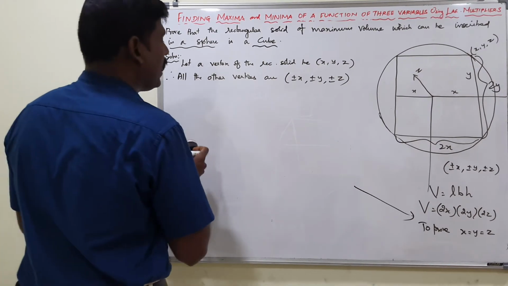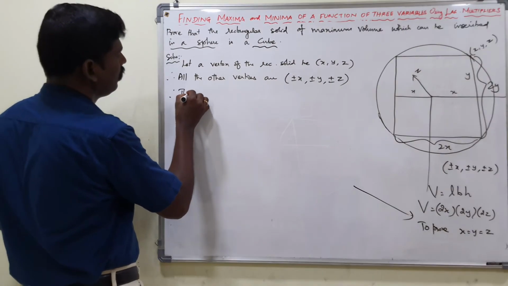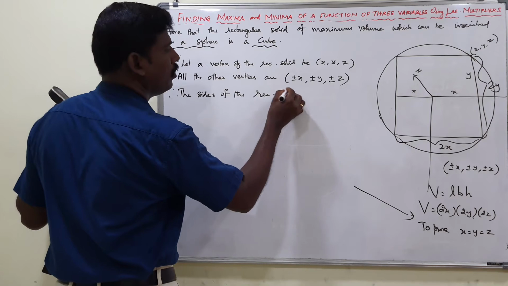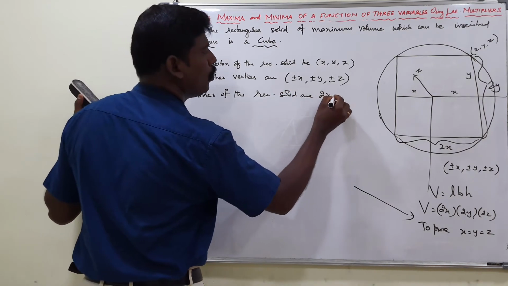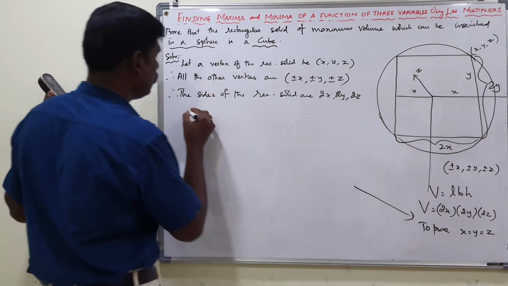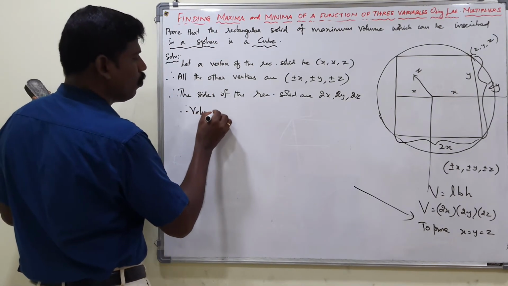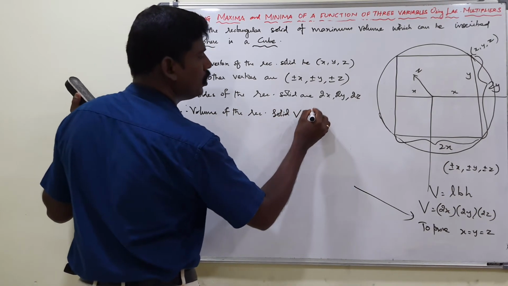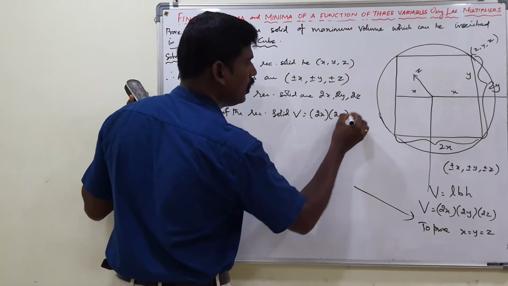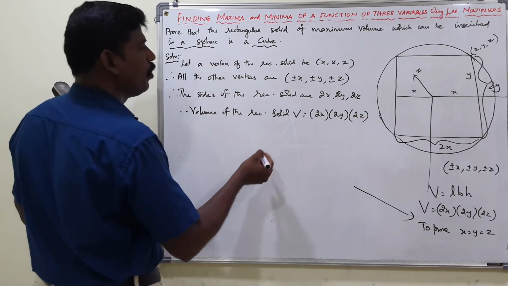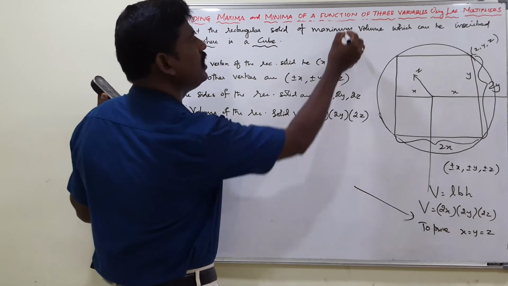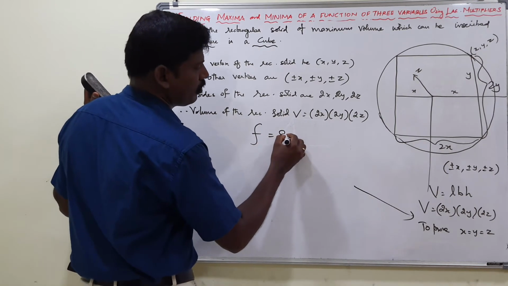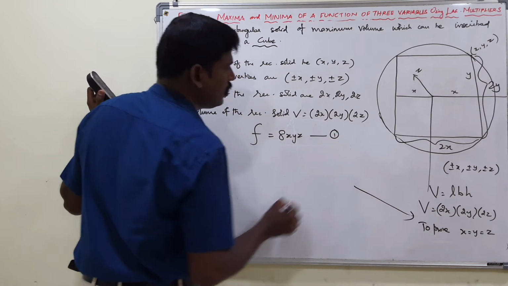Therefore, the sides of the rectangular solid are 2x, 2y and 2z. Therefore, volume of the rectangular solid V is equal to 2x into 2y into 2z. Okay, right? I am going to find out the maximum of this V. So I am taking this volume as the function f. f is equal to 8xyz, equation number 1.